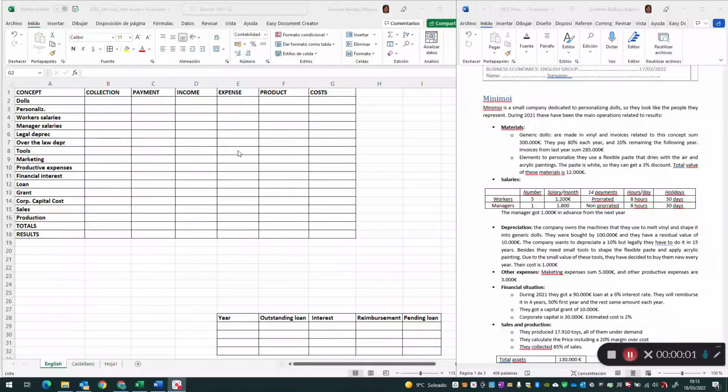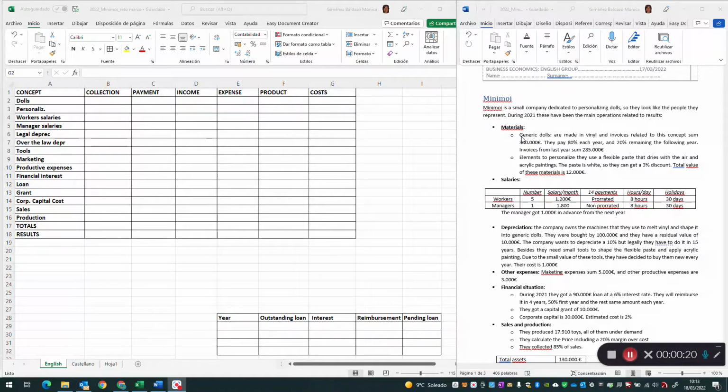In this video, we're going to solve the exercise Minimoi. It says it's a small company dedicated to personalizing dolls, so they look like the people they represent. During 2021, these have been the main operations that are related to results. We're going to start as usual by materials, and it says they use two different kinds of materials.